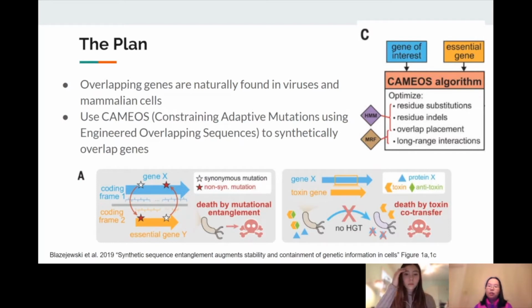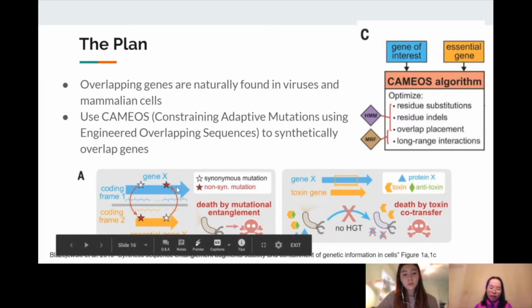Okay, so overlapping genes are naturally found in viruses and mammalian cells. And what I mean by overlapping genes is that the start and end of one gene can include the start or end of a second gene, as you can see here.